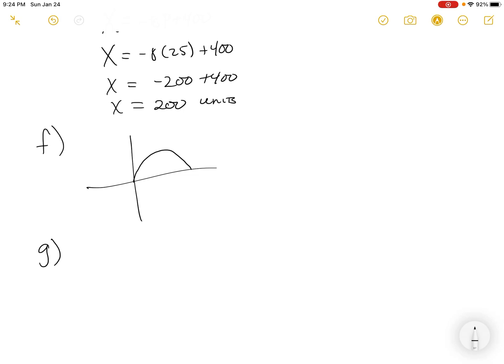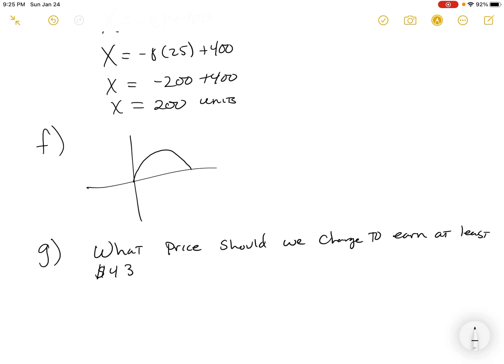So here is the question. What price should we charge to earn at least $44,352 in revenue.